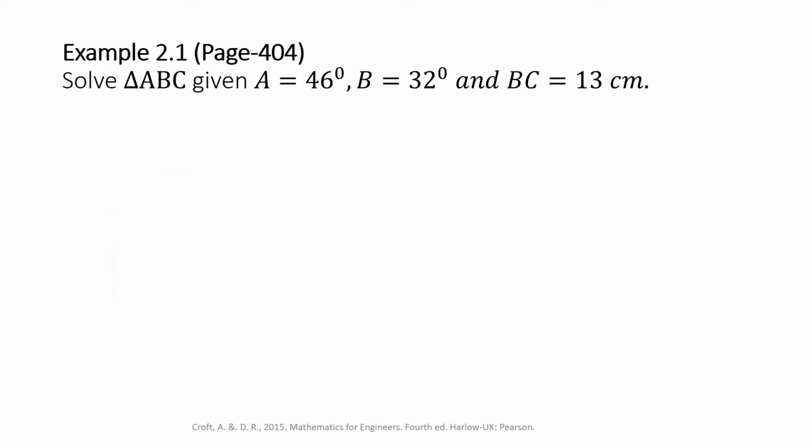Let's solve example 2.1, where triangle ABC is required to be solved for all its angles and sides, while two of the angles are given, and one side which is given as BC equals 13 cm.